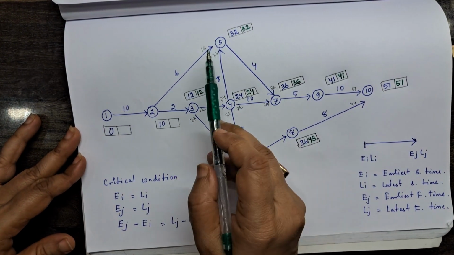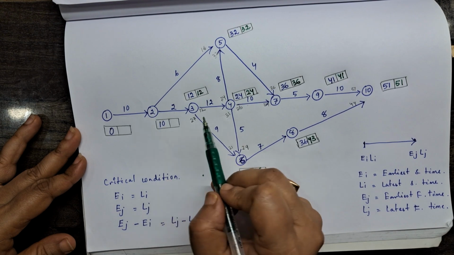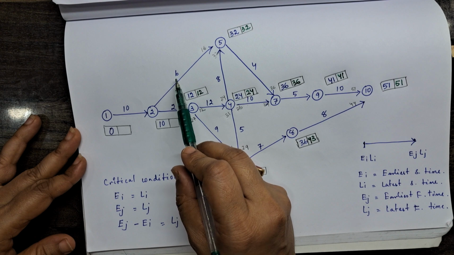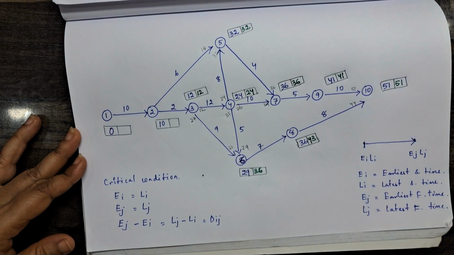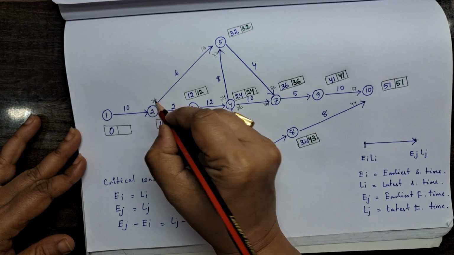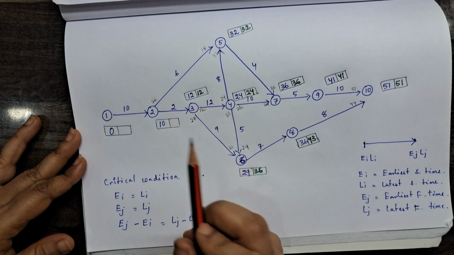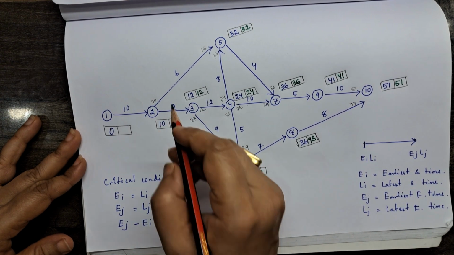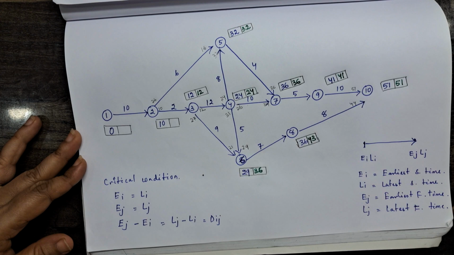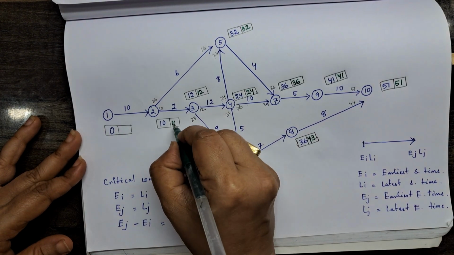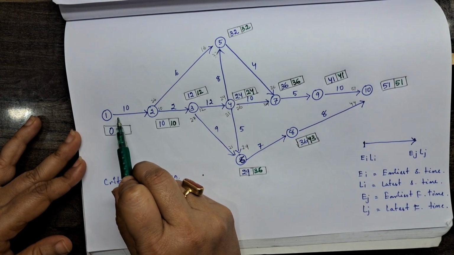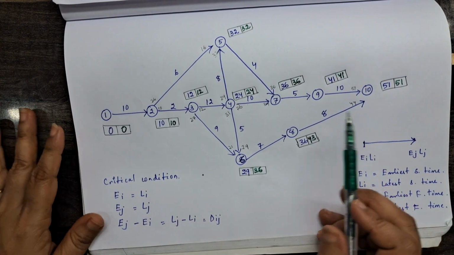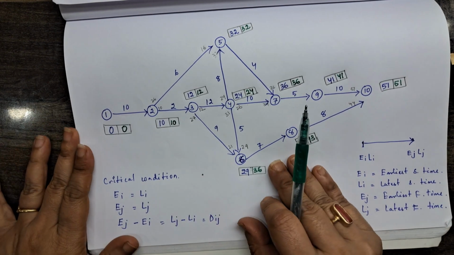In this case, 5 to 2, 3 to 2. 5 to 2: 32 minus 6 is 26. I am writing 26 here. Another one, 12 minus 2 is 10. Minimum is 10. So, we have taken 10 here. Here, 10 minus 10 is 0. So, our forward calculation and backward calculation of this network is done.